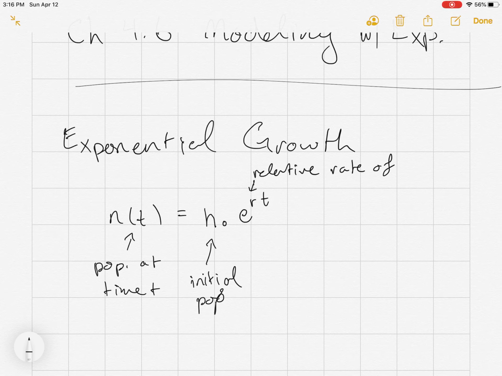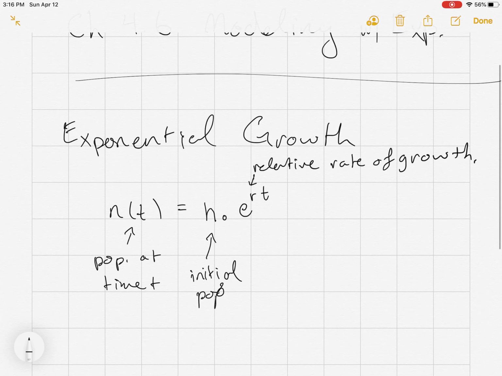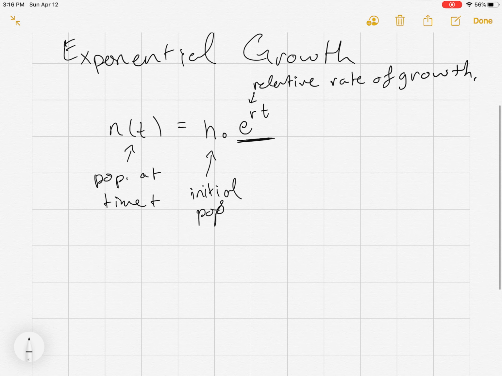So this is fairly straightforward. We're just taking e to the rt, with the relative rate of growth, and multiplying it by that initial population to get our population at some time t. You'll notice that this is pretty much the same formula that we were using when we were talking about continuously compounded interest, and that's because it's derived in pretty much the same way.